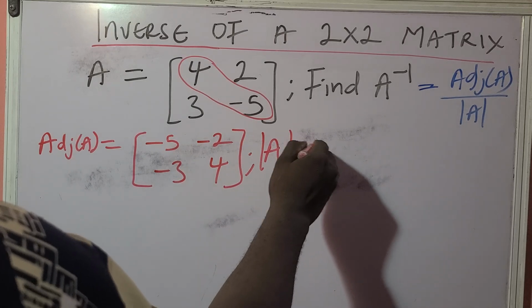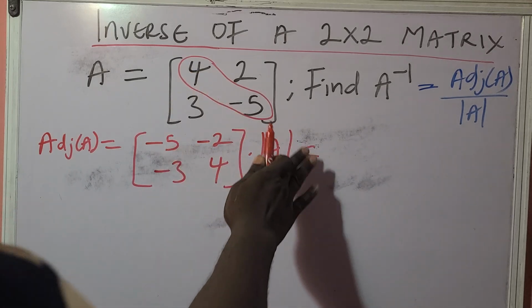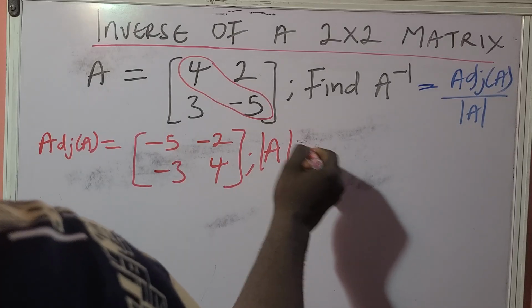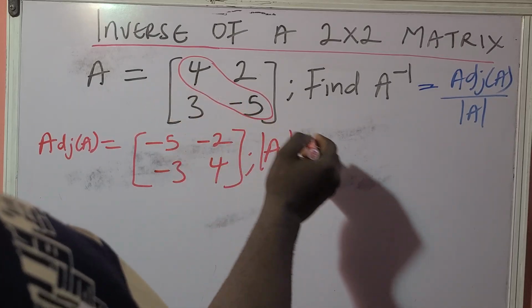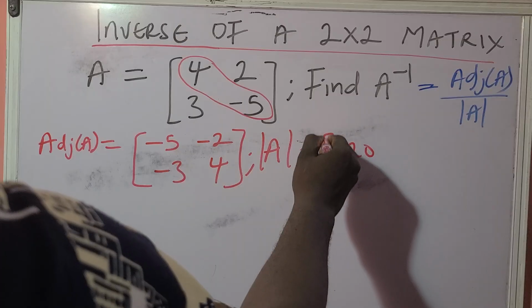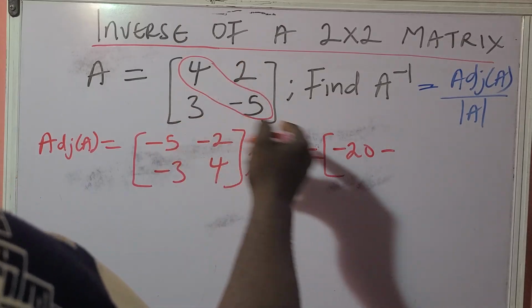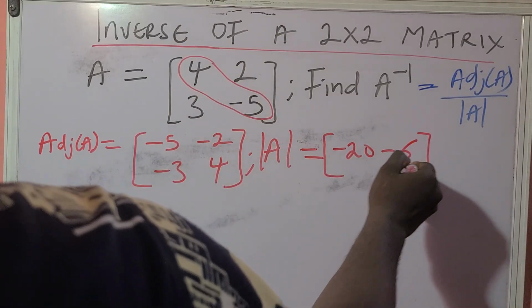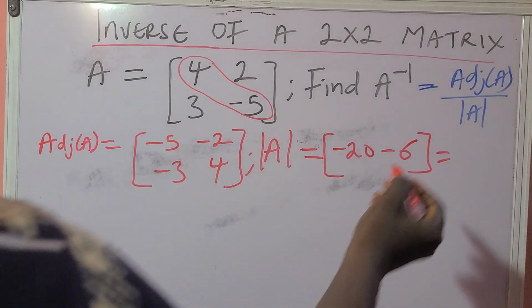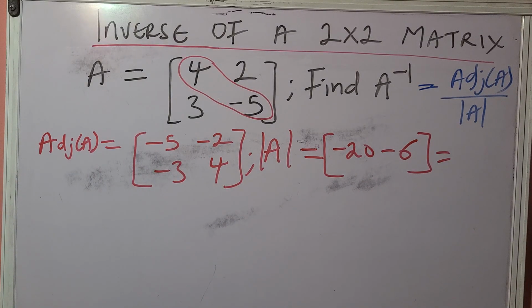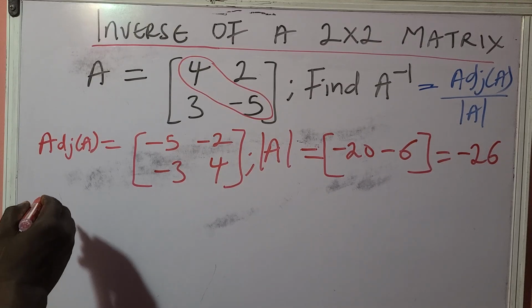And the determinant is gotten by multiplying the leading diagonal. So we have 4 times minus 5, that will be minus 20, minus minus 3 times 2, that is minus 6. So we have that as minus 26. So we've been able to get both our adjoint and determinant of matrix A. So we can go on to apply our formula for inverse as adjoint over determinant.